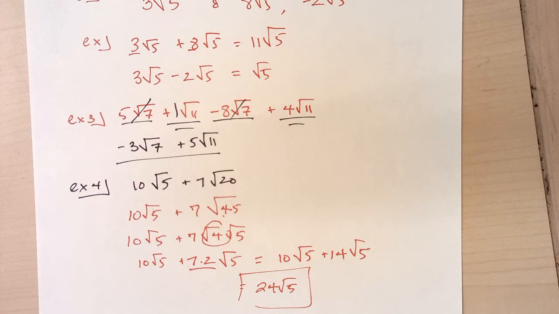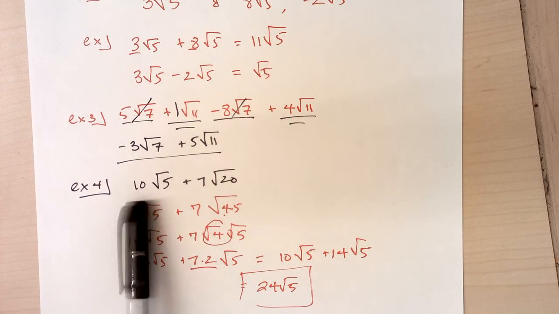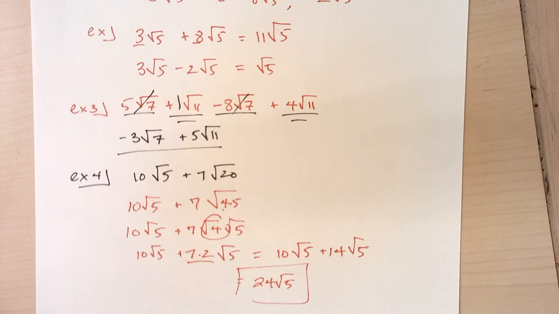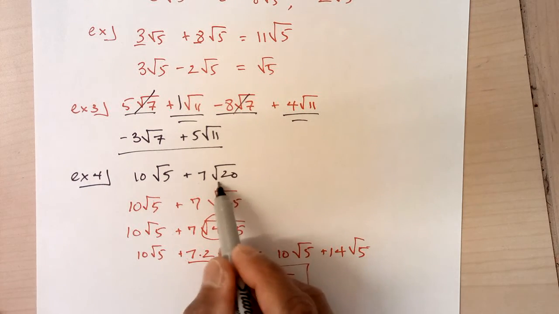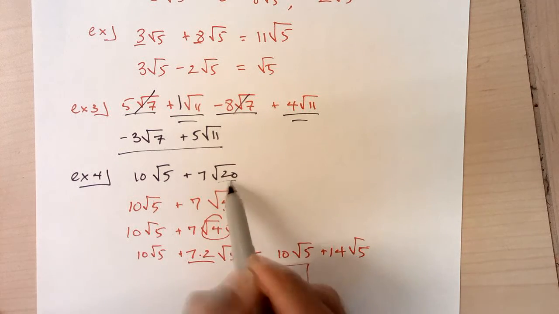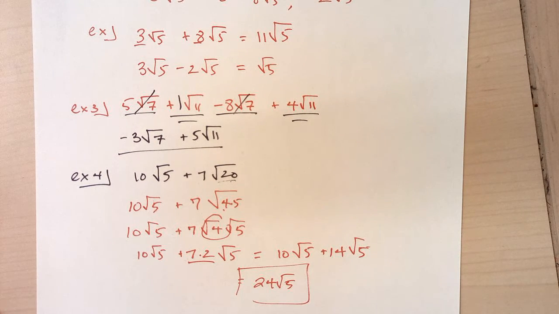So on the next example, I have 10 square root 5 plus 7 square root 20. We actually don't start off with like radical expressions to begin with, but just because you don't start off with like radical expressions doesn't mean forget everything else that we covered in 9.1. So what I did is simplified the square root of 20. This still contains a perfect square factor. The perfect square factor is 4. 4 times 5 is 20.